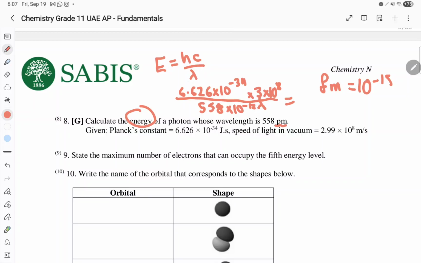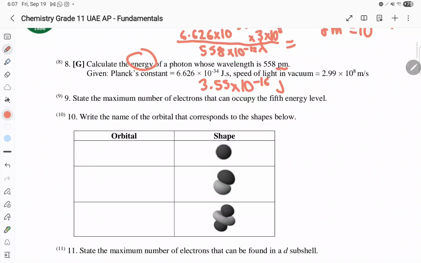Anyways, put this into your calculator. You should get an answer of 3.55 times 10 power negative 16 joules. And energy is always in joules, so make sure you put it in joules.